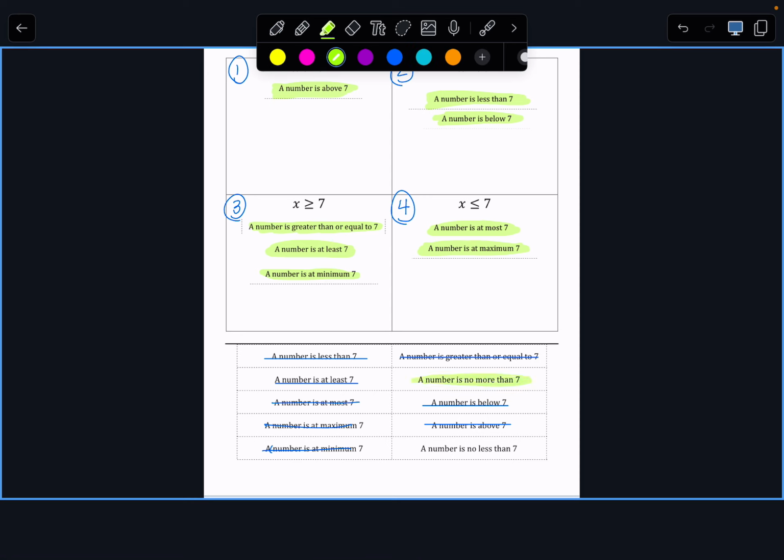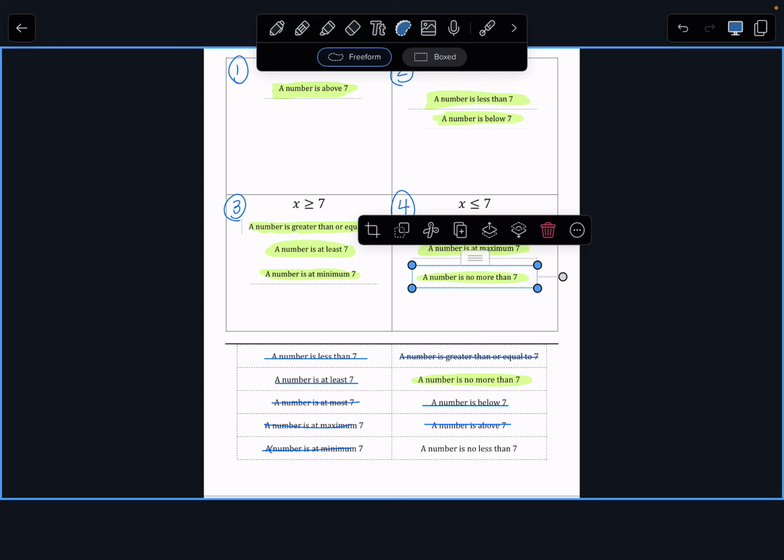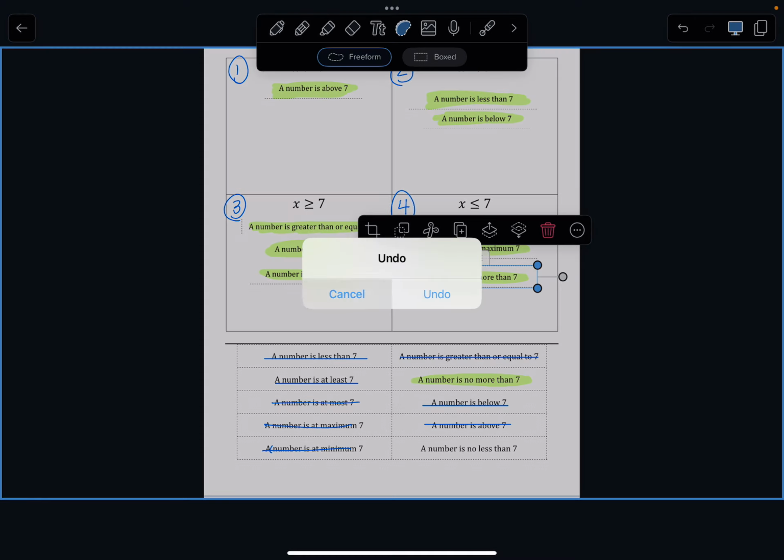A number is no more than. It is no more than. Wait, what? A number is no more than. Where does that one go? No more than. That's like 4. No, it's 4. Yeah, you're right. Can it be 7? Yeah, but it can't be more than. It can be 7, but it can't be more than. So it's 7 or smaller. Okay?